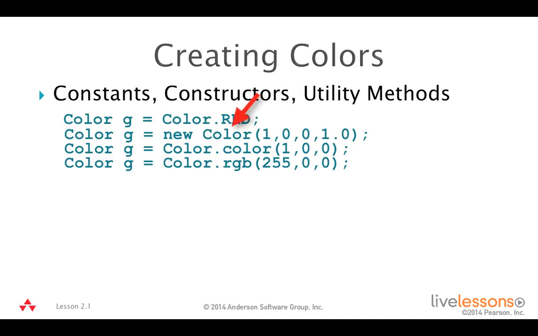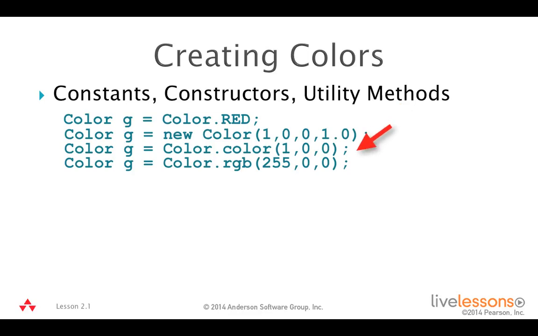The second example uses the color constructor, which has 4 arguments, all doubles. The first 3 arguments are RGB values in the range 0 to 1.0. The last argument is the opacity, which has a value between 0, which is transparent, and 1.0, which is fully opaque or visible. Note that 4 arguments are required in the constructor to create a color object with new.